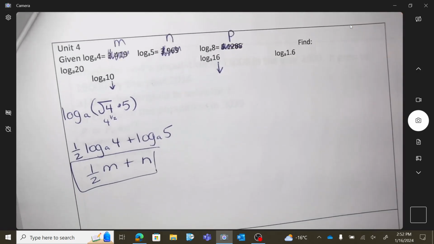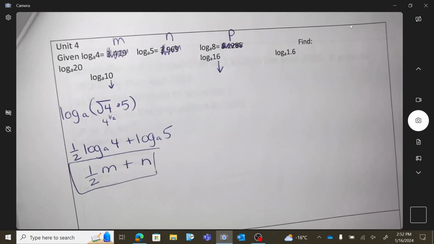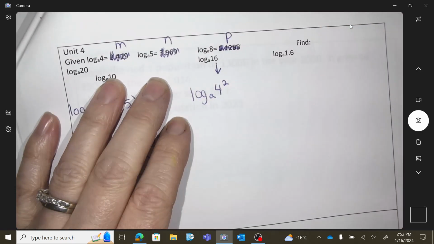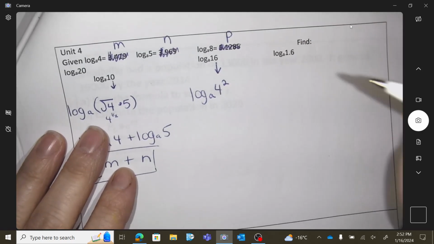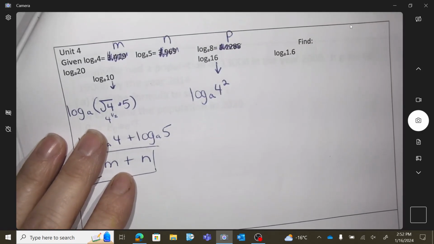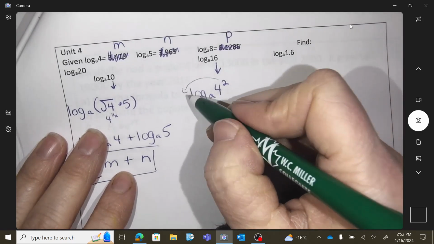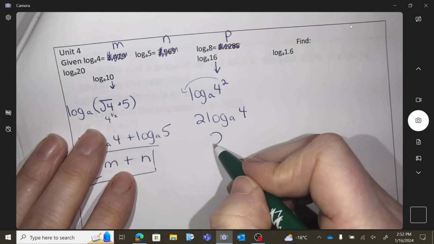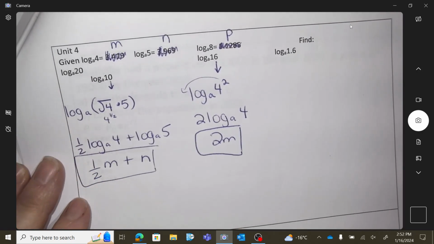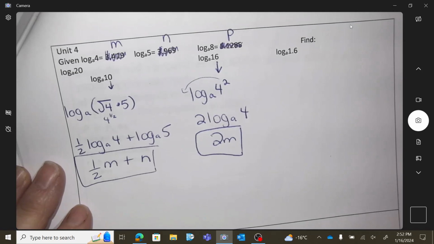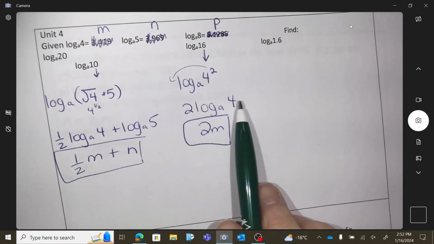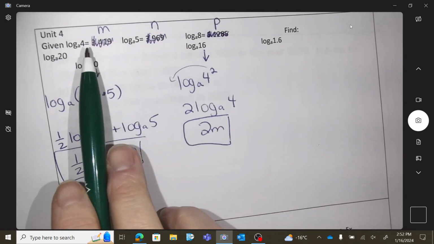Okay, what do you want to do to make a 16? A 4, a 5, or an 8? 4 squared. 4 squared is a way to do a 16. So what would that look like with the rules? You would just, yeah, you would just do 2 times 3.419.